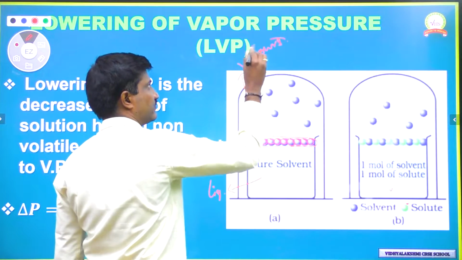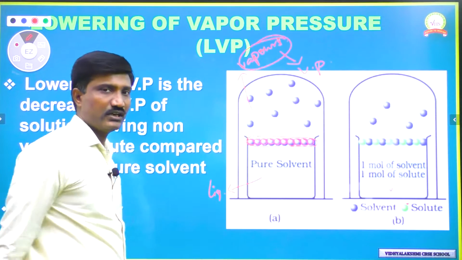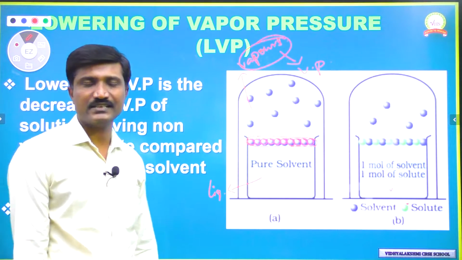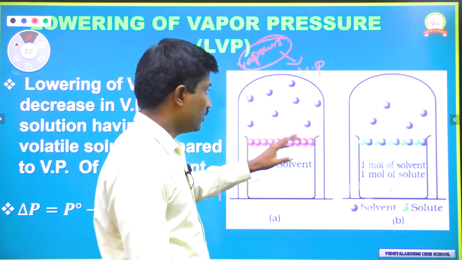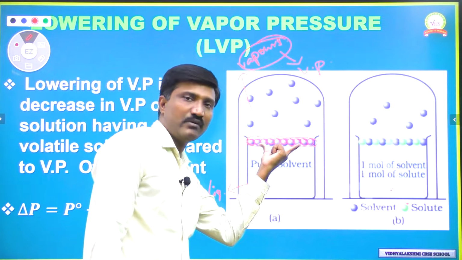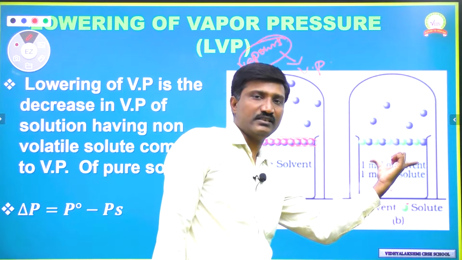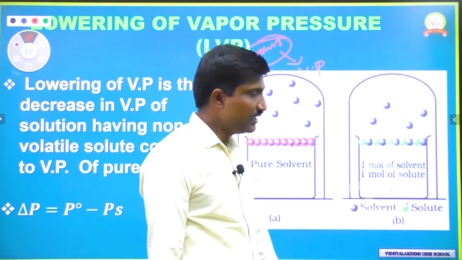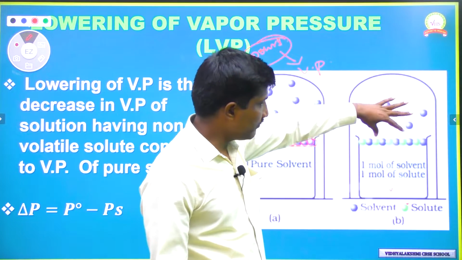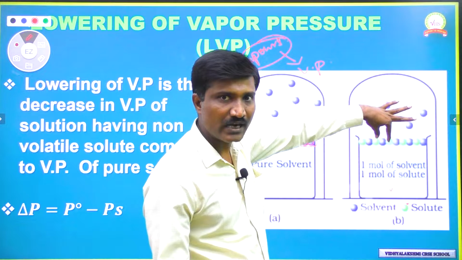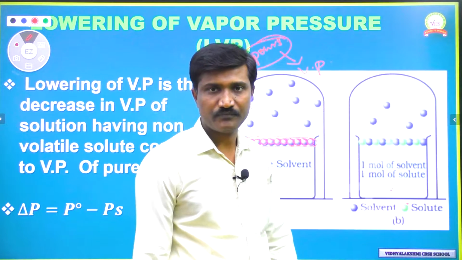Okay. And these vapors produce some pressure. Those we are calling vapor pressure. The pressure exerted by the vapors is called vapor pressure. Now, if we compare the same number of solvent molecules on the surface in the solution state, since your solute is added to this solvent, some of the solute particles occupy the surface and the remaining enter into the bulk.